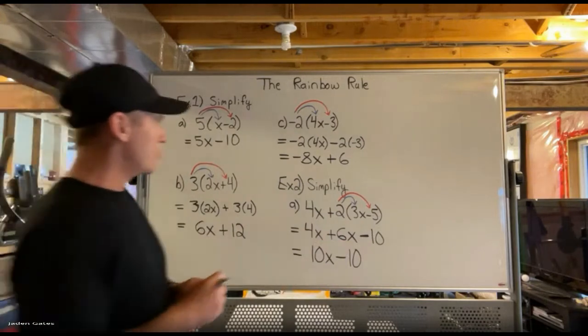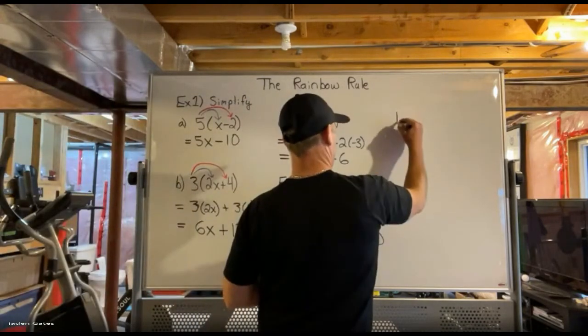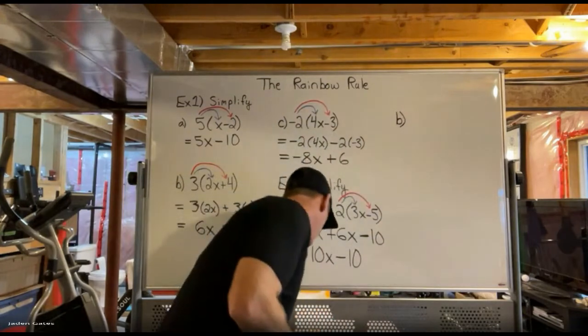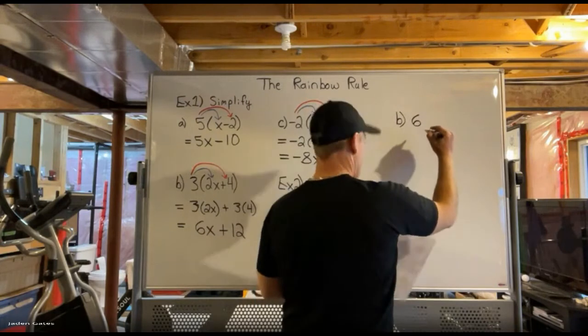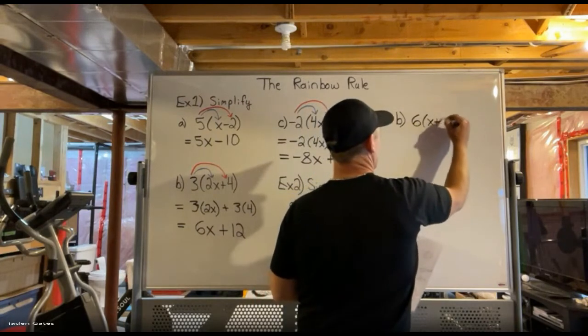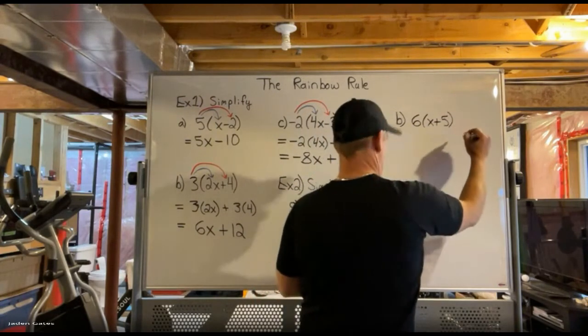All right, let's try another one of those. B for example 2. Let's see here. I'm going to go with 6 times x plus 5 minus 2x.